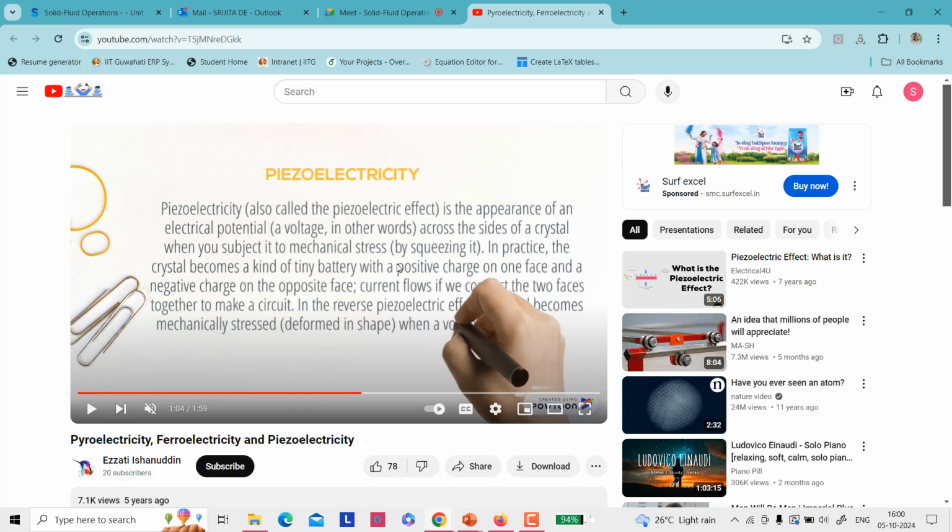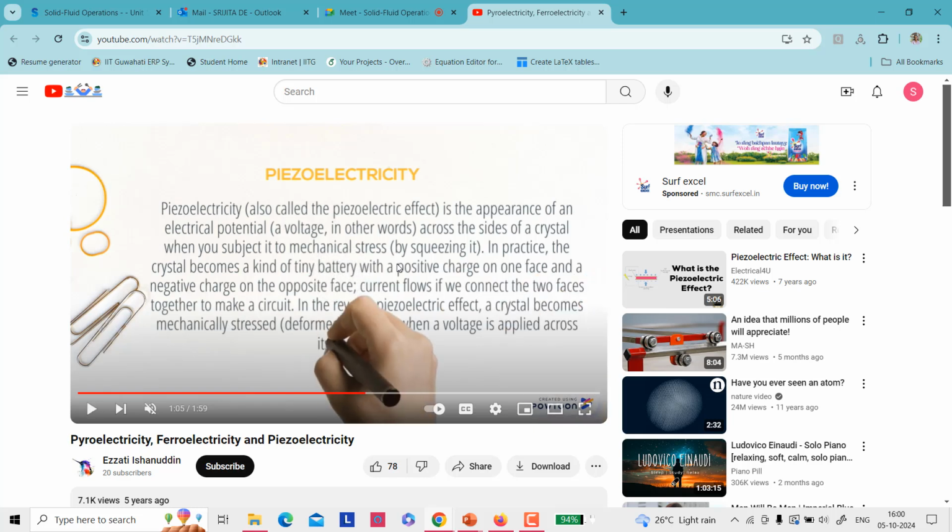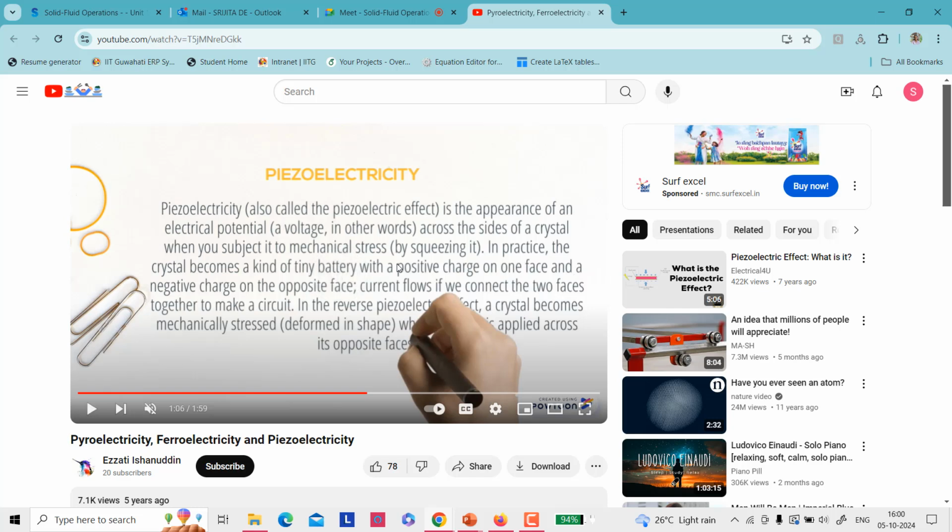So, see the difference. Pyroelectricity is about the voltage generation due to temperature change, either heating or cooling. Ferroelectricity is about the spontaneous voltage generation or spontaneous polarization. Piezoelectricity is about the generation of electric potential or voltage when you subject the material to mechanical stress. Okay, so these are three different types of electricity generation process.